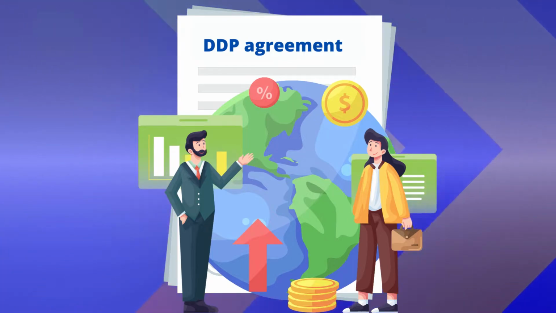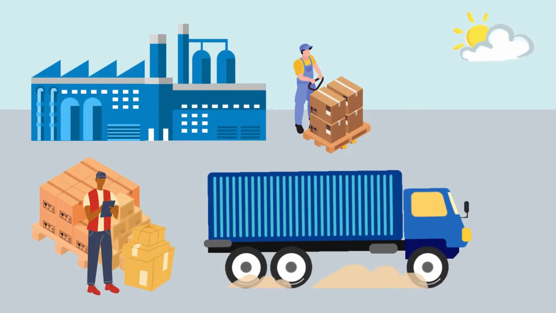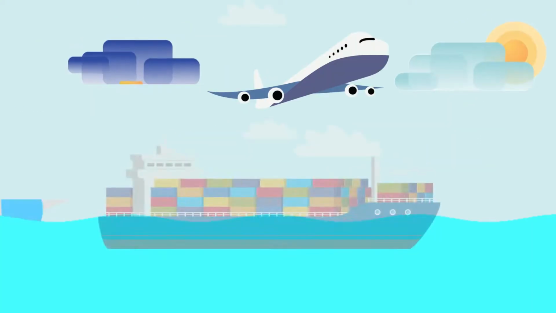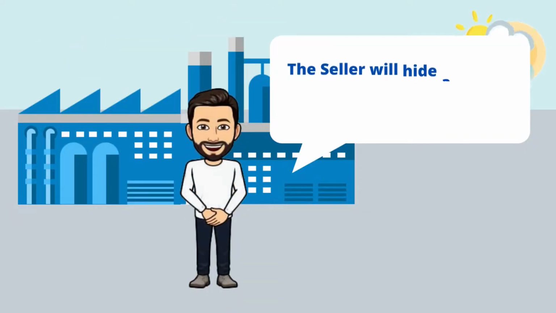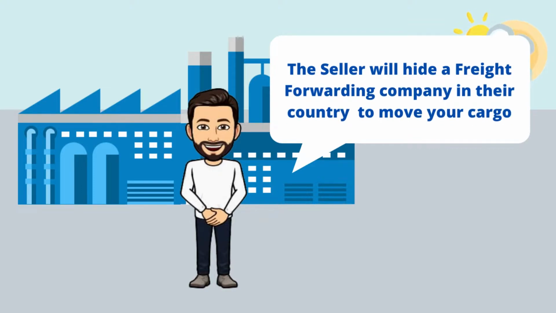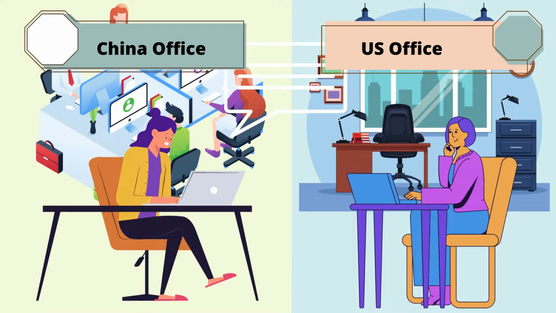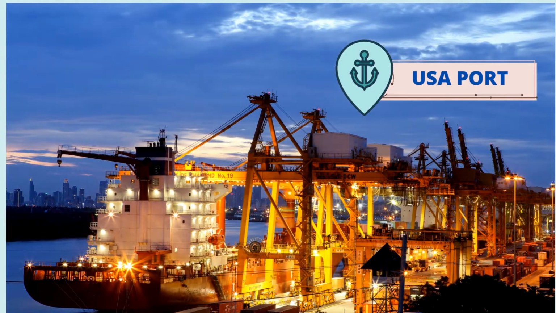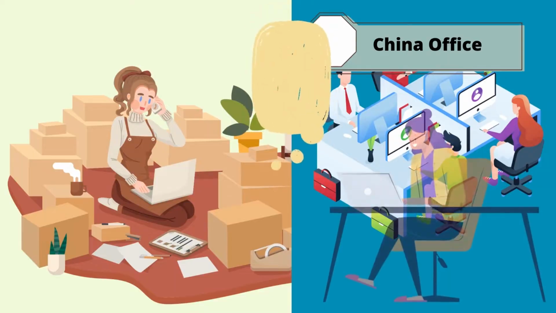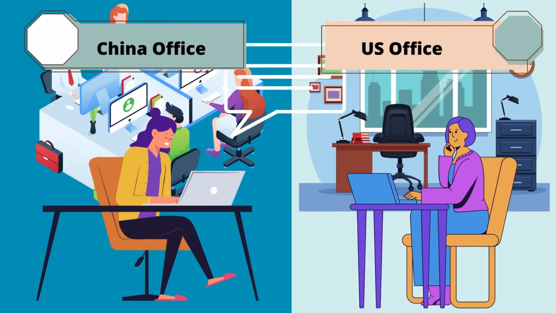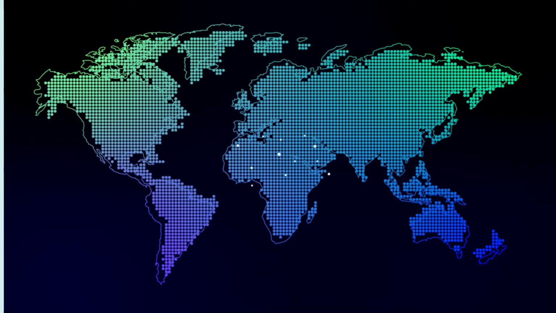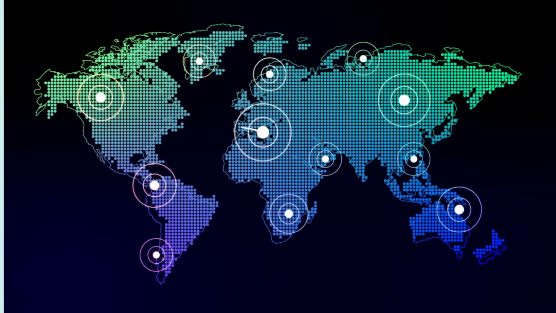No control over supply chain visibility. Under the DDP agreement, the supplier or seller will take responsibility for transportation, including inland movement and international movement. The seller will hire a freight forwarding company in their country to move your cargo. Usually their freight forwarder will hire another forwarder in the destination country to handle the shipment when it reaches the US port or destination port. Whenever you need the status of your shipment, your supplier needs to contact several parties to give you the answer. And don't forget the time zone difference between the origin country and destination country.